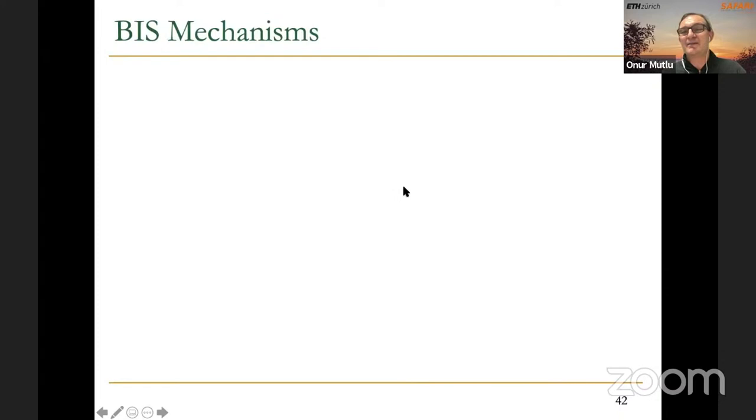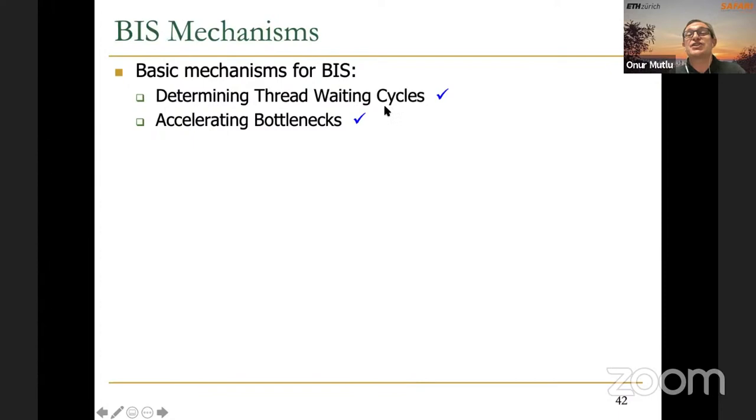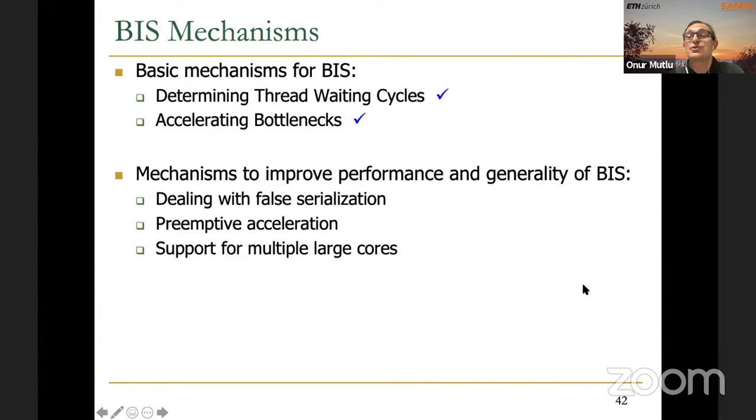Okay, so basically, I've given you the mechanism for determining thread waiting cycles and accelerating bottlenecks. There are also false serialization issues that happen in this case if you have a single large core. Even if you have multiple large cores, false serialization can happen if you have many bottlenecks going into the large core. So you need to deal with it. And the paper talks about it similarly to ACS. There's also preemptive acceleration, which I'm not going to talk about in detail. That's actually quite important for accelerating threads running for a barrier.